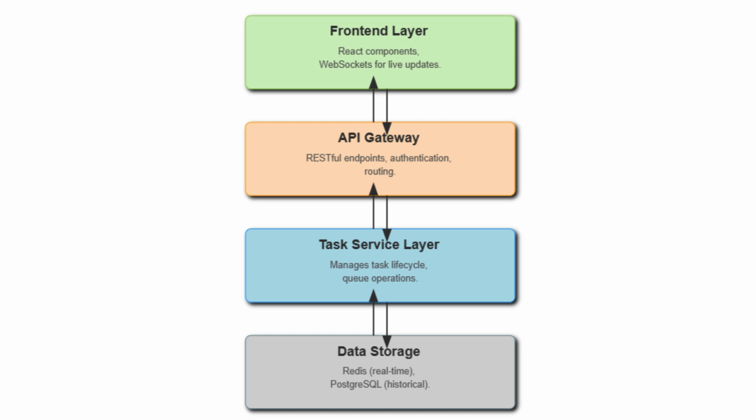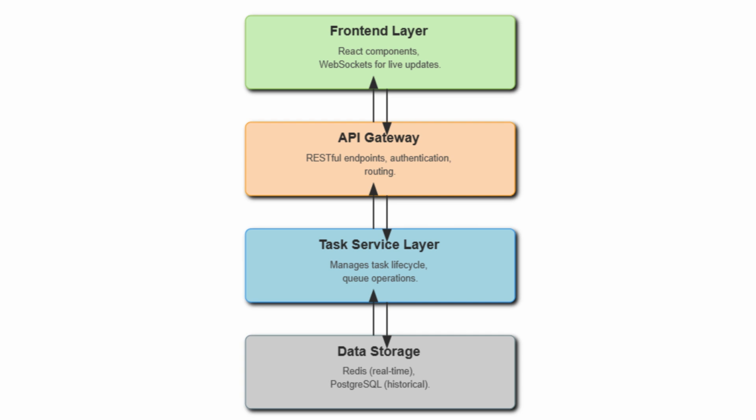Next, the API gateway acts as the bridge. It provides RESTful endpoints that connect your front-end requests to various back-end services. This layer also handles vital functions like authentication, rate limiting, and intelligent request routing to maintain system stability and security. Below that is the task service layer. This is where the core business logic resides, managing the entire task lifecycle, handling queue operations, and aggregating metrics. It abstracts away the complexities of distributed task processing.